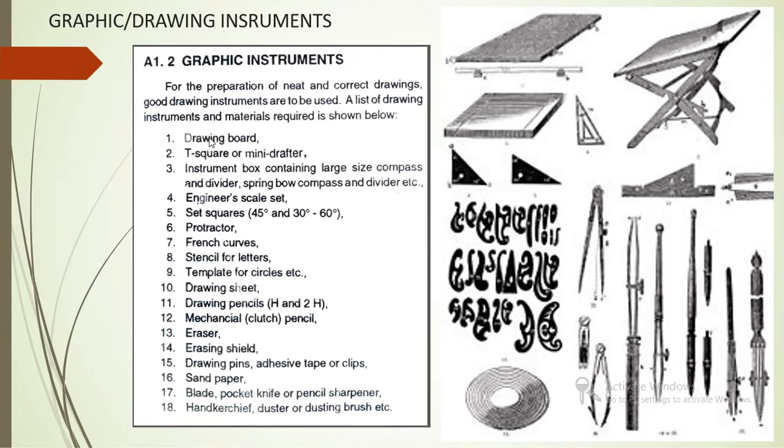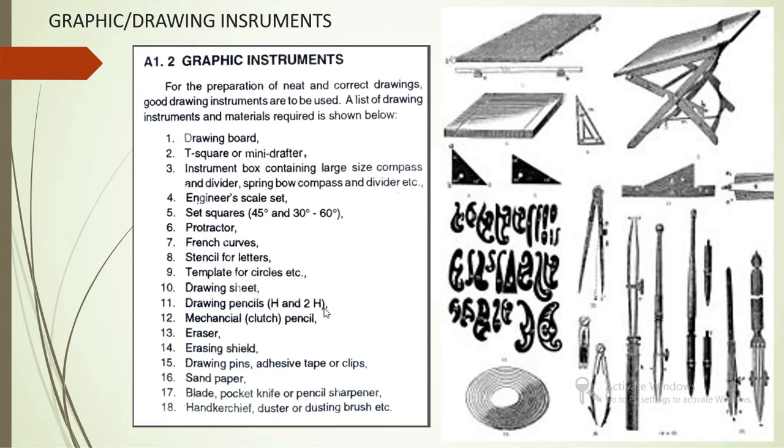The first requirement is a drawing board with a sheet. The second one is a T-square, mini drafter, and instrument box containing a large compass, divider, spring bow, compass, divider, etc. Engineering scale, set squares with different angles: 45 degree, 30 degree, 60 degree, and protractor, French curve, stencil and letters, template for circles, etc.